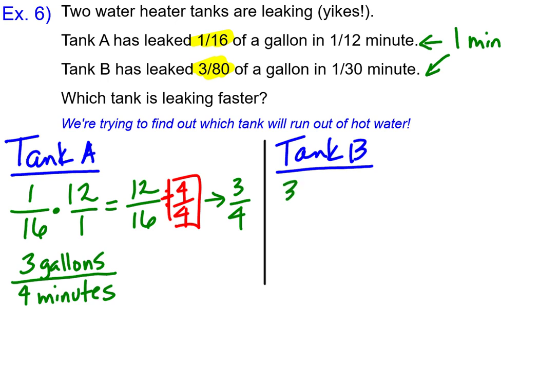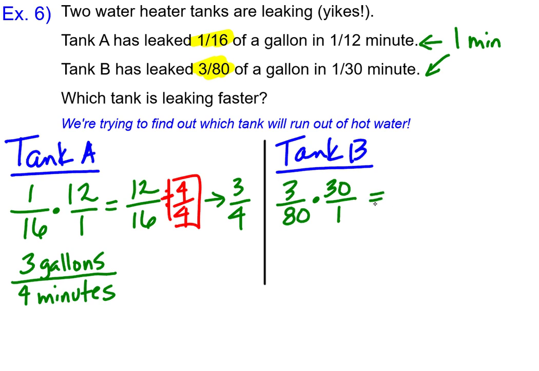So we know that we have 3/80, and I need to multiply it, so it's 1/30 of a minute. How many of these do I need to make a full minute? Well, I need 30 of them. So we're going to multiply it times 30. And once again, a whole number goes over 1.